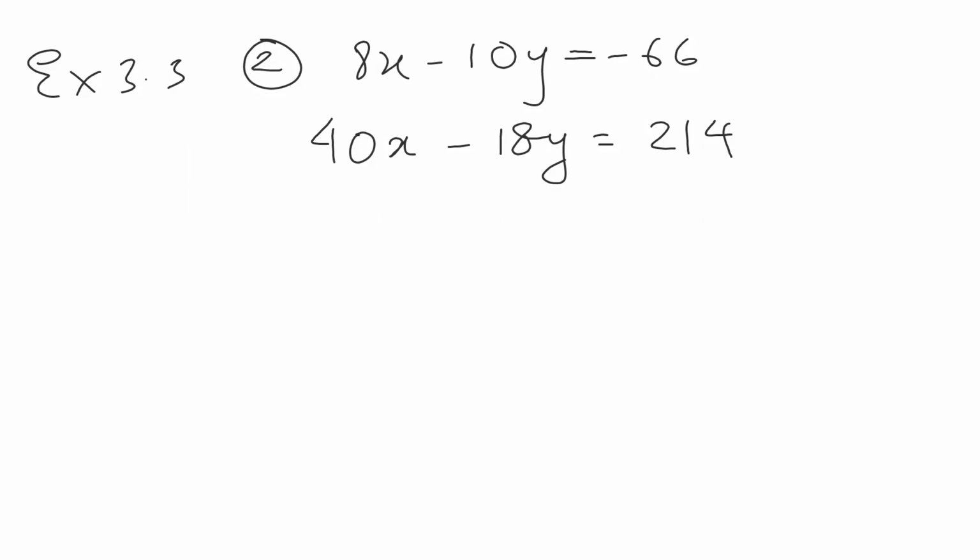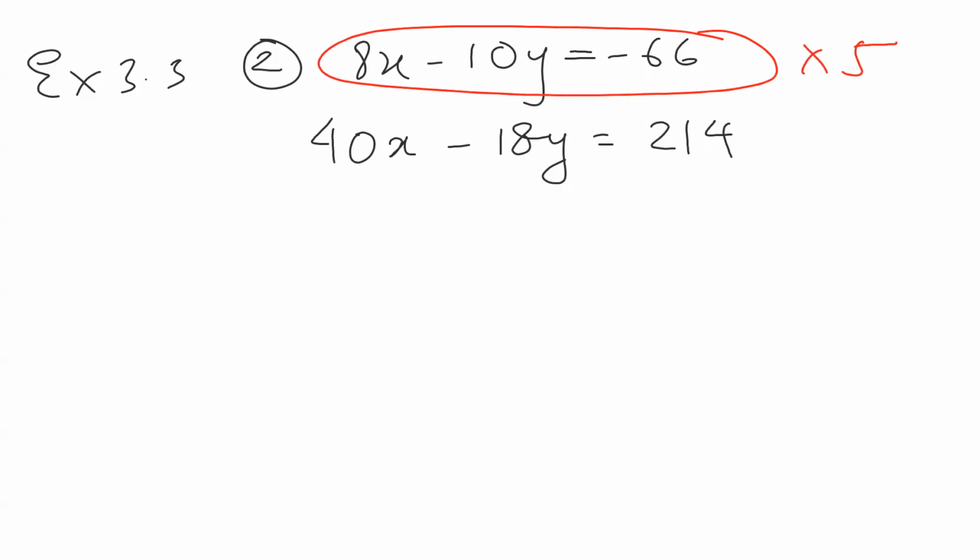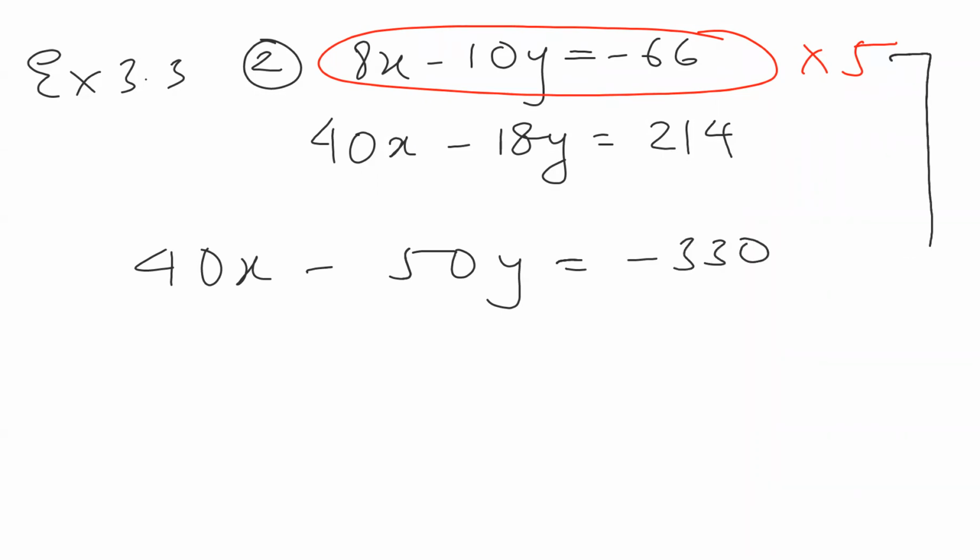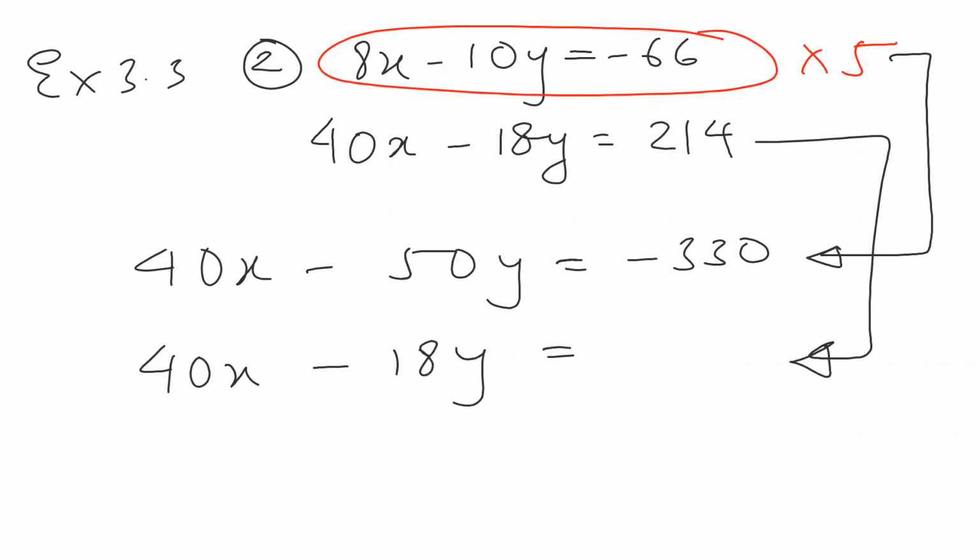So what I'll do, I'll multiply the first line by 5. Okay. So 40x minus 50y is equal to 66 into 5. 66 into 5, if I'm not wrong, is 330. So this will be minus 330. So after multiplication with 5, I got this particular equation: 40x minus 50y is equal to minus 330. The second equation remains as it is. So we'll write down the second equation in the same manner: 40x minus 18y is equal to 214.